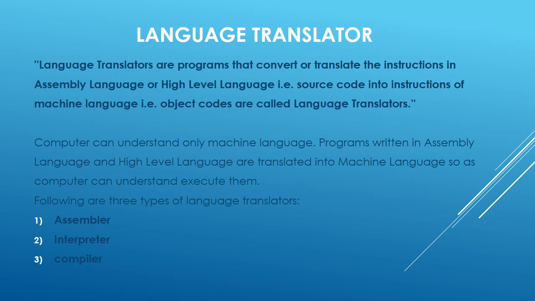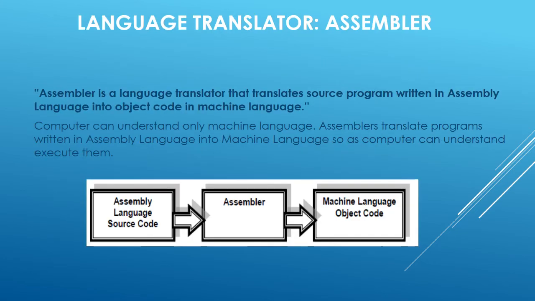There are three types of language translators: assembler, interpreter, and compiler. Let's detail the language translators. First of all, the assembler. An assembler is a language translator that translates a source program written in assembly language into the object code in machine language. The computer can understand only machine language. An assembler translates programs written in assembly language into machine language so the computer can understand and execute them. In simple words, the diagram shows that the assembly language source code program will be converted into the machine language object code through the language translator, which is named the assembler.